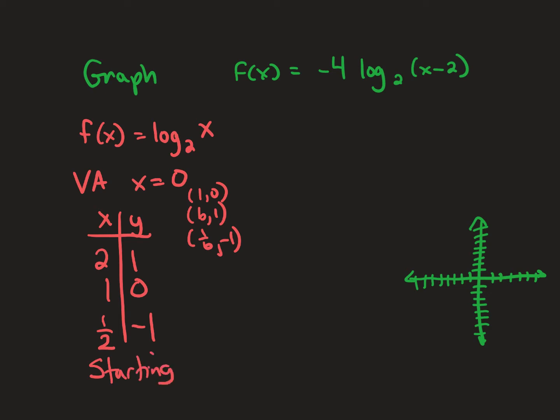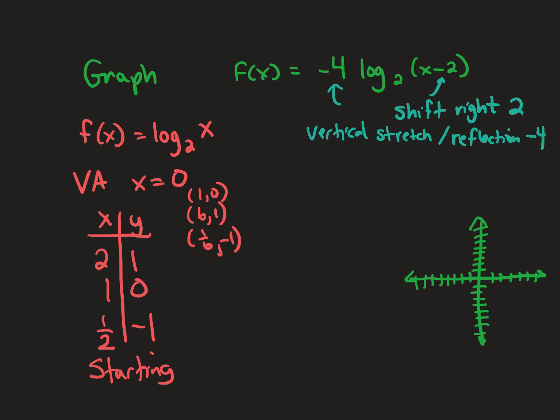Now obviously I have some transformations here you can see. When I'm graphing this one, if I look at the transformations, this is a shift to the right of 2. And this is a vertical stretch and a reflection by -4. It's a vertical stretch of 4 and then a reflection because of the negative. So really you're multiplying all the y's by -4. The x's are going to get added by 2 and the y's are going to get multiplied by -4. So that's how we'll get our points for our graph.